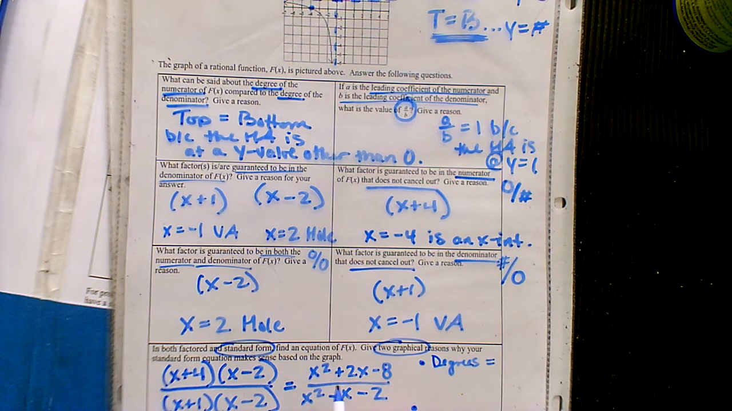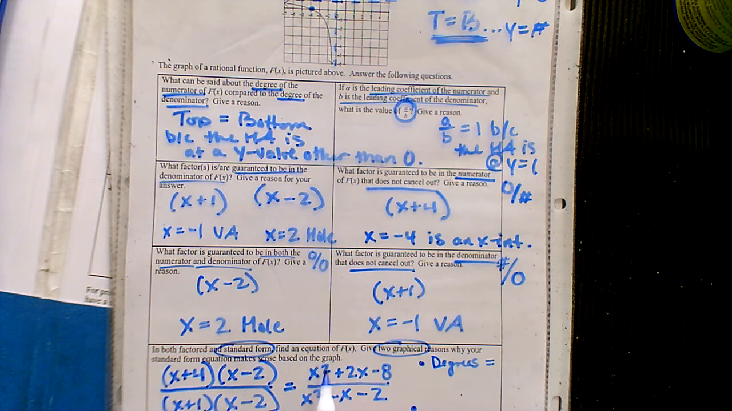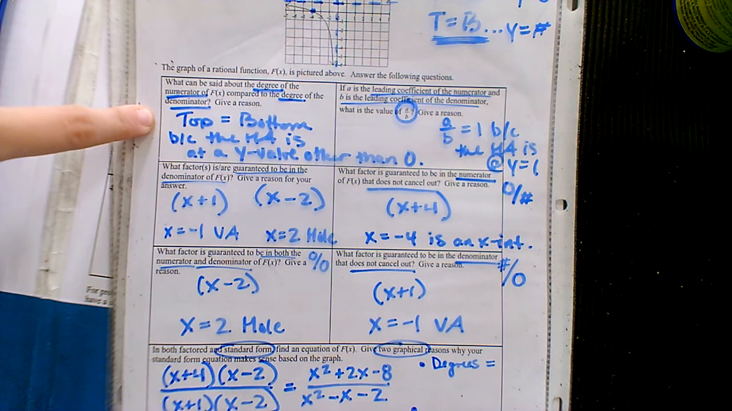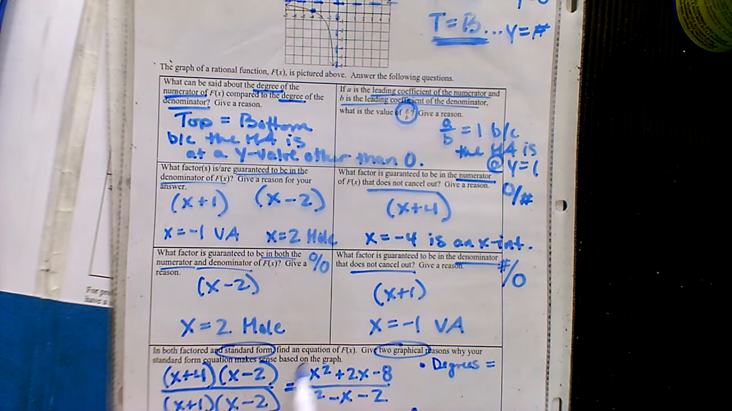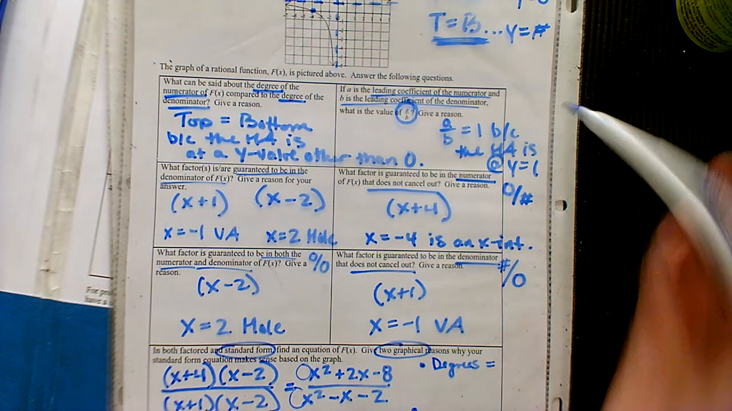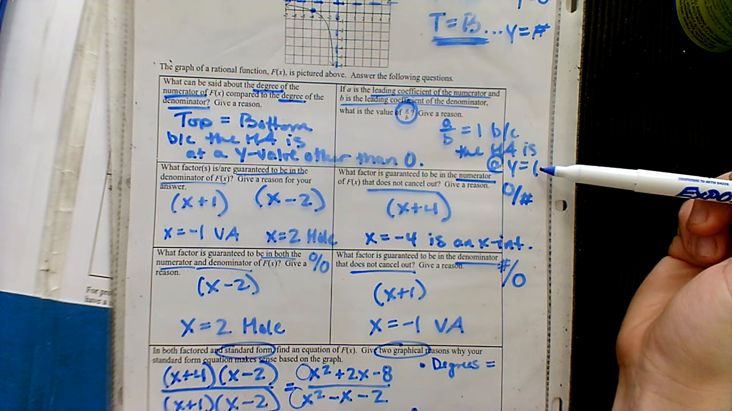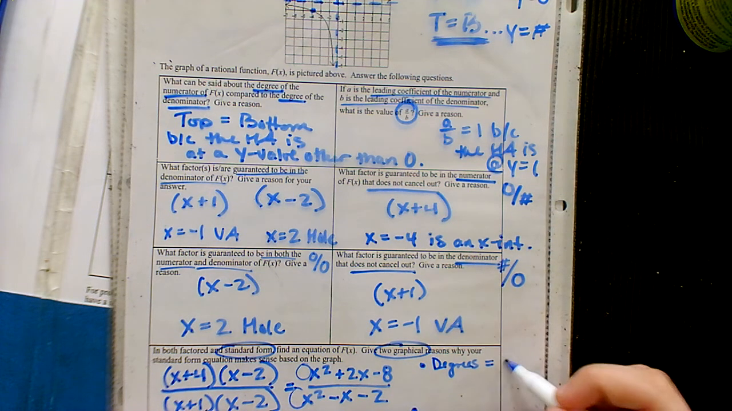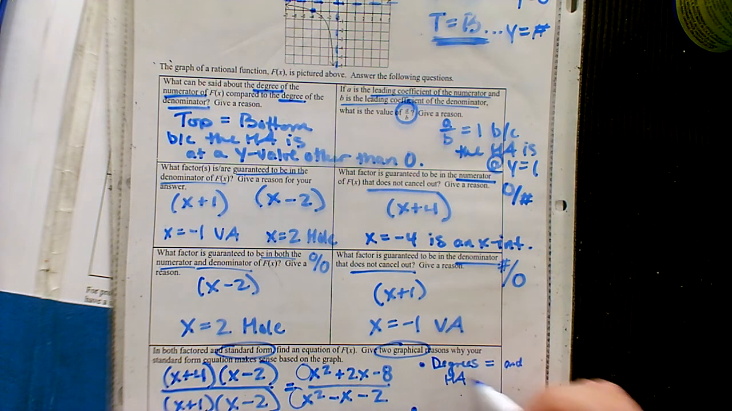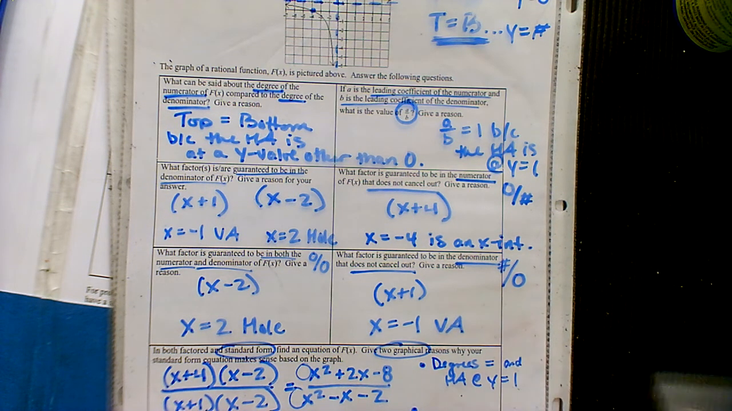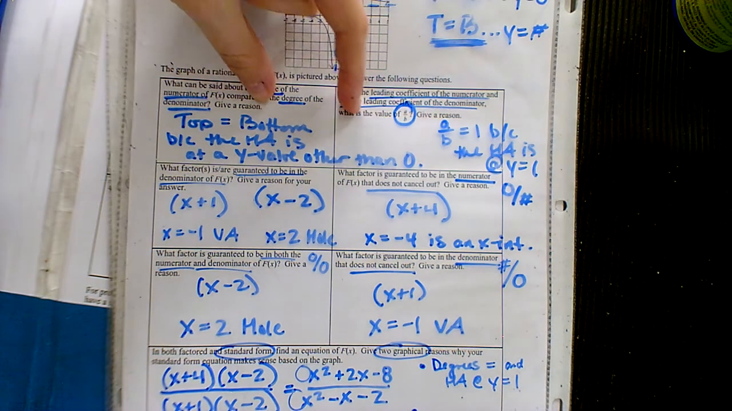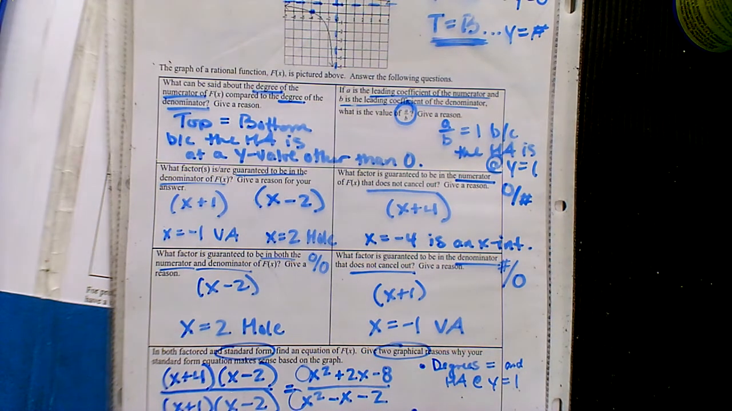There we go. Perfect. Degrees equal, okay, power of 2, just like we said in the first question. So if we take the leading coefficients and divide them, we should get that horizontal asymptote at 1. So degrees equal and horizontal asymptote at 1. Okay, so our standard form equation actually confirms the results we said in the first two questions. So far, so good.